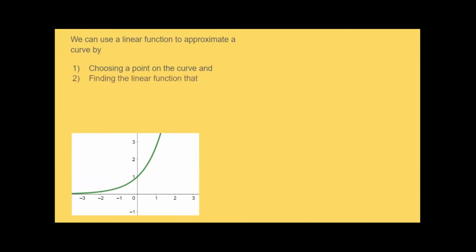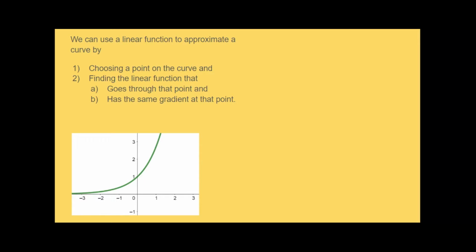So the curve, you'll notice that it's an exponential. It's actually y equals e to the x. And we want to approximate that. We're going to start off by just approximating it with a linear function, so a straight line graph. So in order to do that, we want to, first of all, choose a point on the curve. It's going to go through one point on the curve. And we also want to know the function that has the same gradient as that point.